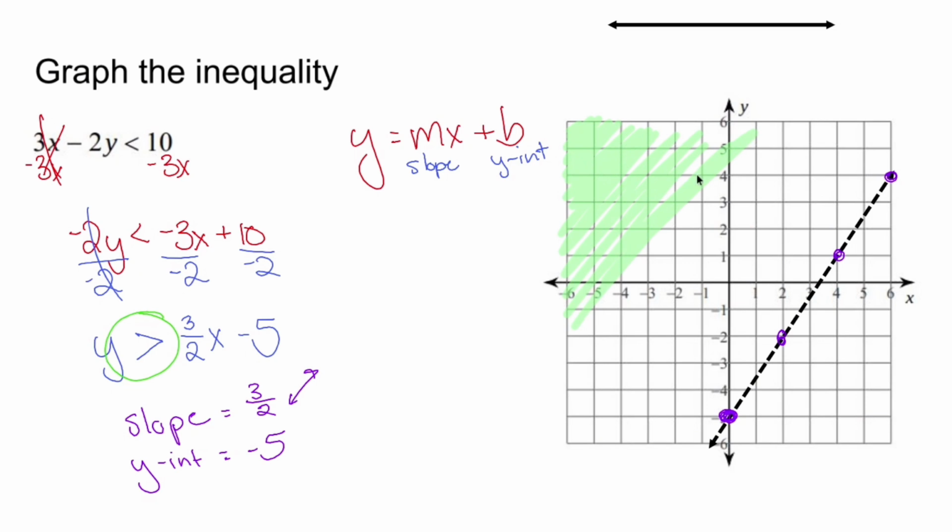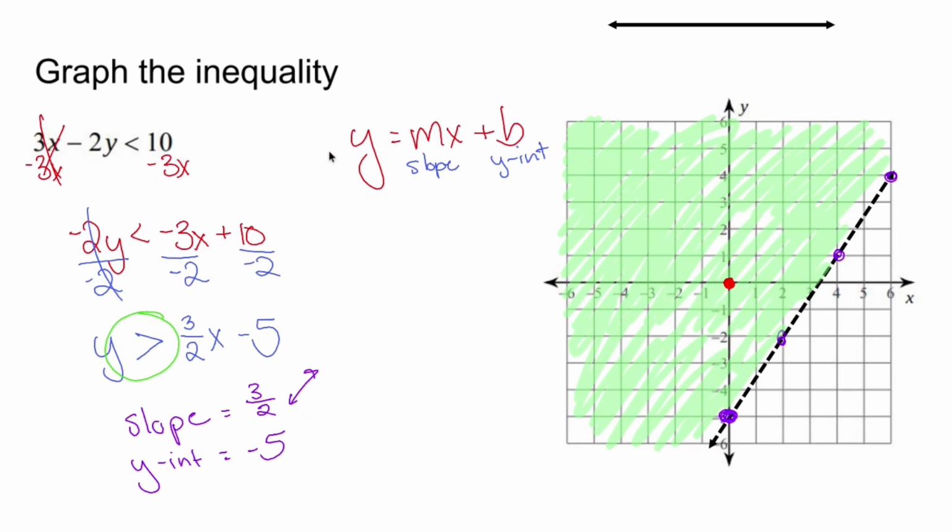Now, when you shade a bunch of points, what you're basically saying is any point that I choose in this green shaded region is a possible solution to the original problem. So I could choose something like (0, 0) and label it x and y. And when I plug (0, 0) in, I would get 0 is less than 10, and that's a true statement.